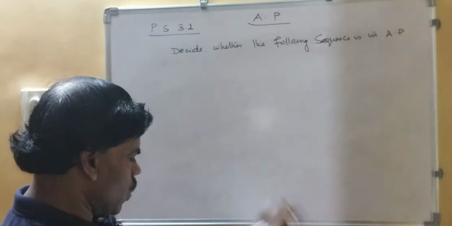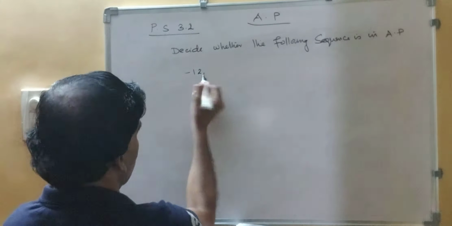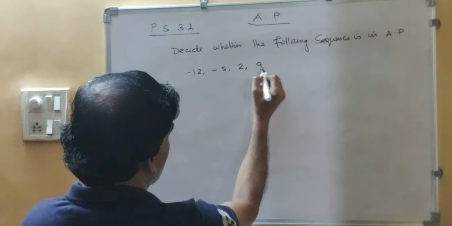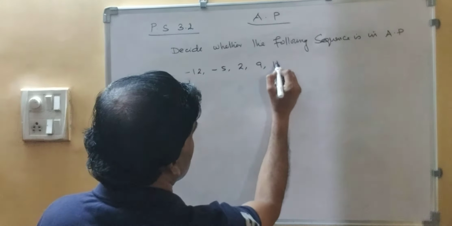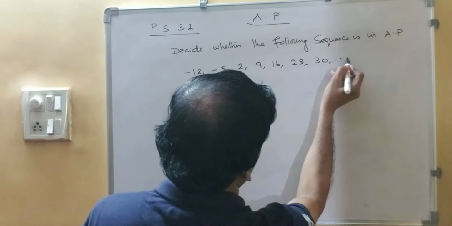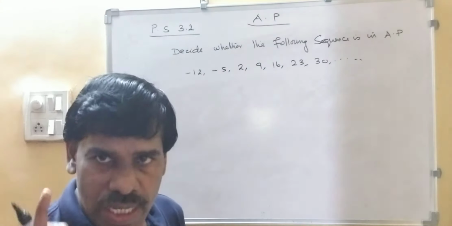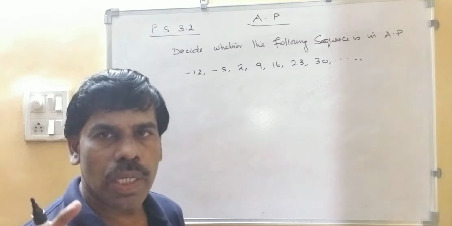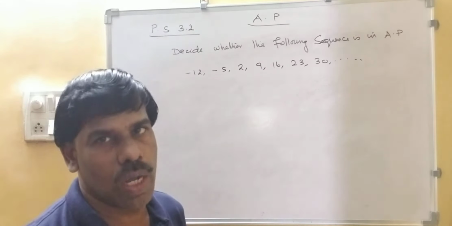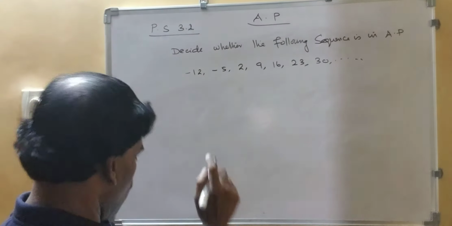Okay. Now, first question: minus 12, minus 5, 2, 9, 16, 23, 30, etc. So, you know when you can call the sequence an AP? If the difference between any two consecutive numbers is constant, then only you can call the sequence an AP. So we will see now the solution.